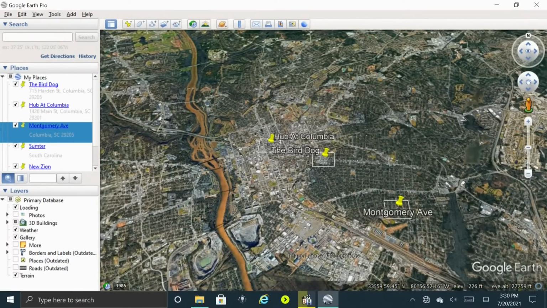Can you describe what we're looking at here on the map? Yeah, that's Montgomery Avenue, that's Bird Dog right in the middle, and as you can see, the hub. They're on opposite sides of each other. And you said that this area was the last area that the Find My Friends app showed her location.